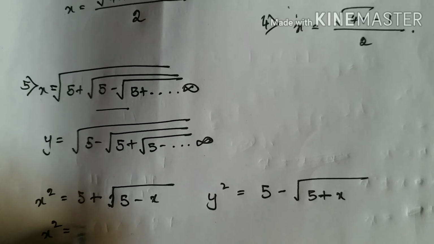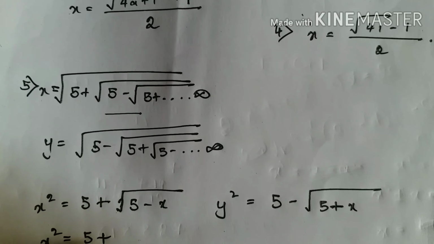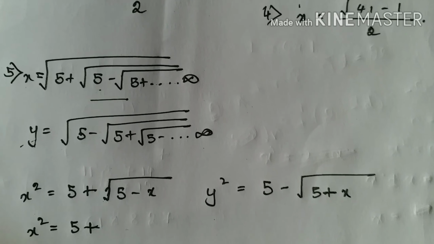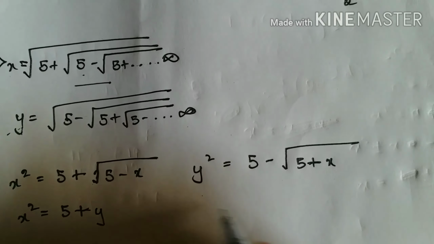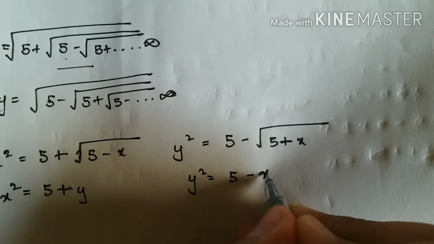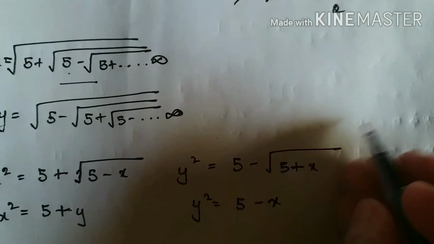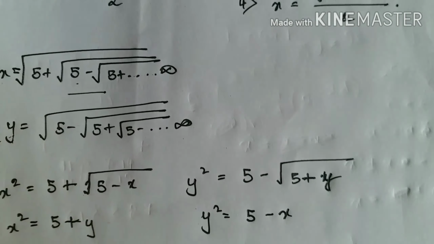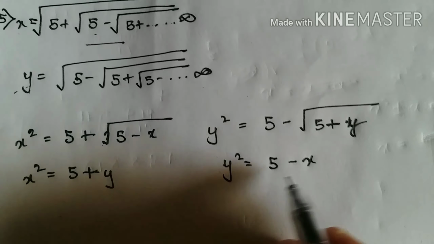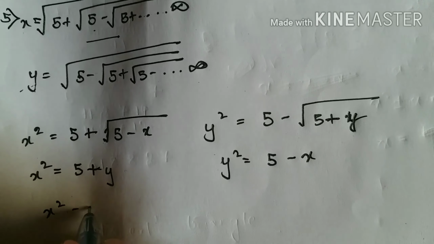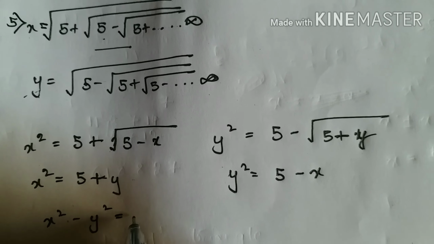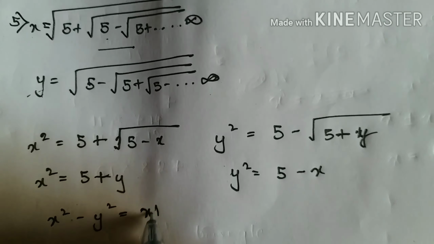Now actually we can also say that this 5 minus x thing is y only. So we can write x square is equal to 5 plus y, and here also we can write y square is equal to 5 minus x. Okay, sorry, this was y. Now what to do? Subtract these two. X square minus y square is equal to, 5 will get cancelled, and it will give x plus y.